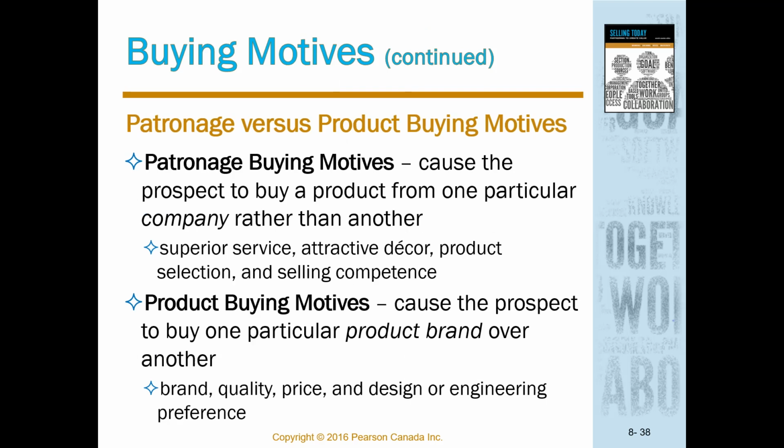We've got patronage buying motive, cause a prospect to buy a product from one particular company rather than the other. So superior service could be one of the main reasons, or past history. Product buying motives cause the prospect to buy one particular product brand over another. So here again, a lot of people buy products on brands.